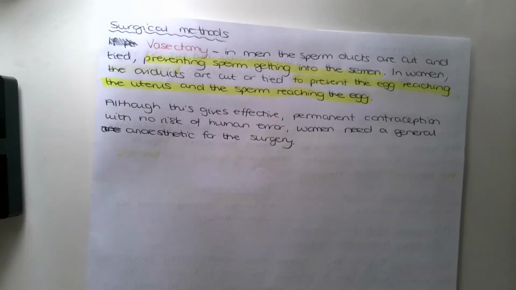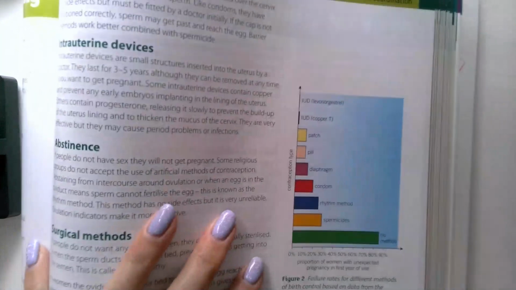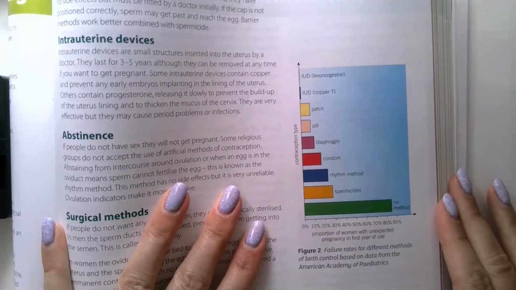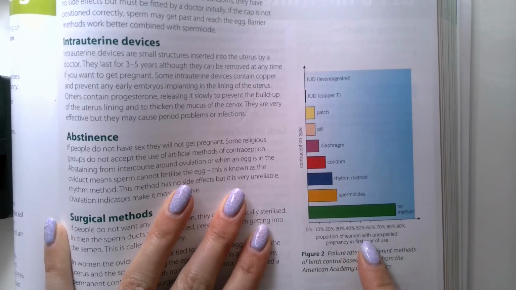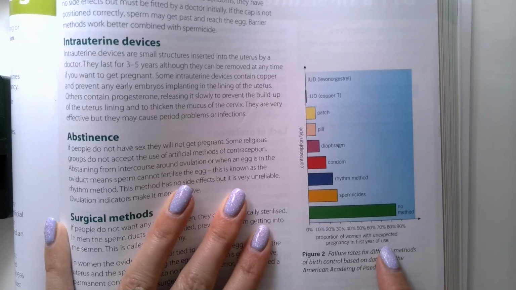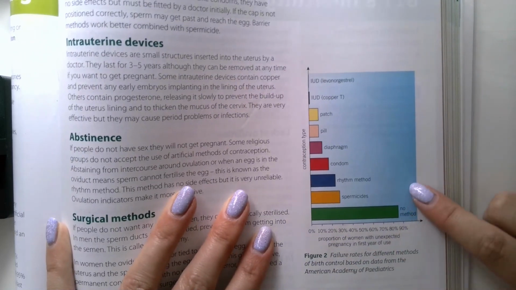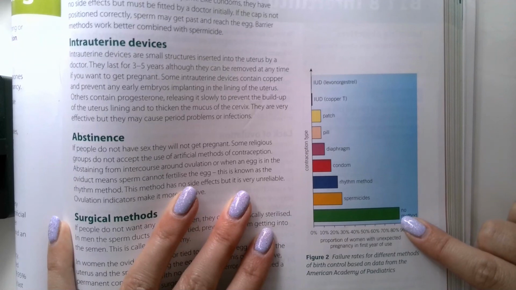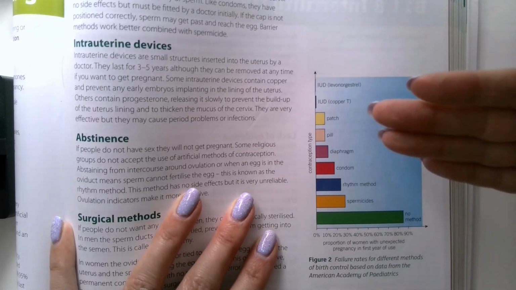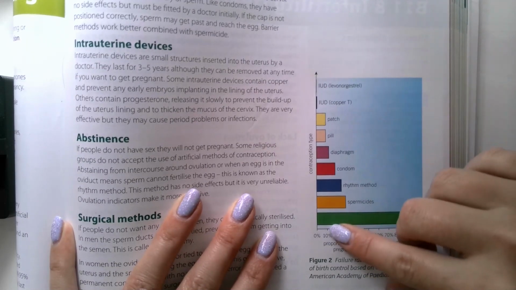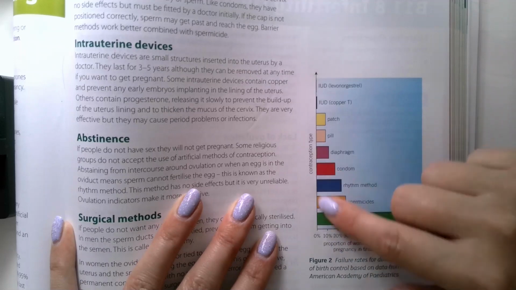I'm just going to show you a table with the overall effectiveness of each method. If you pause the video and have a quick look, you can see along the bottom the proportion of women with unexpected pregnancies in the first year of use. With no method, around 85% of women had an unexpected pregnancy. We can see that the IUD, the intrauterine devices, are the most effective, followed by the patch and the pill. Less than 10% of people on the pill had an unexpected pregnancy in the first year of use.